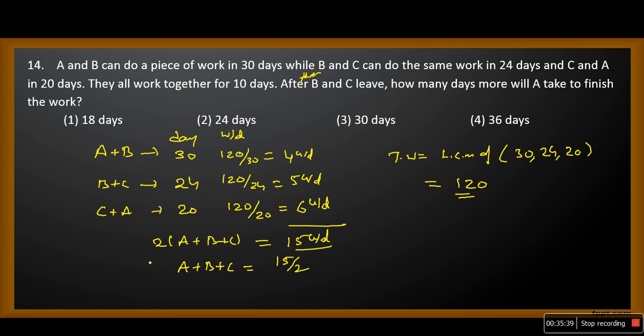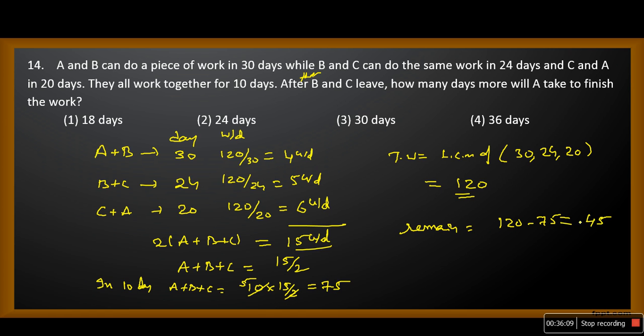Now what happened? After 10 days, it means in the first 10 days, A, B and C will do 10 into 15 by 2, number of days into work done per day. 2 fives, 2 fives are 10, which is equal to 75. In the first 10 days, they did 75 units of work. What is the remaining work? 120 minus 75, which is equal to 45.